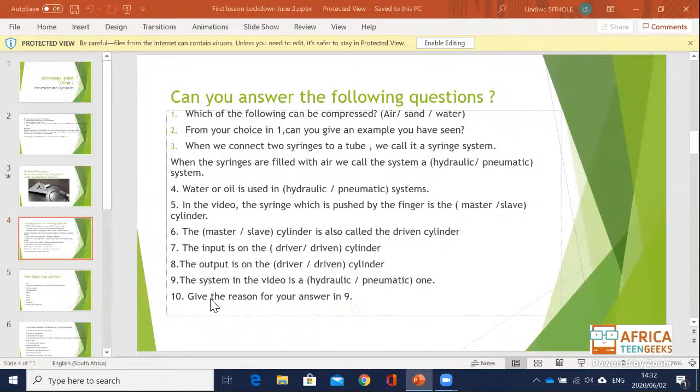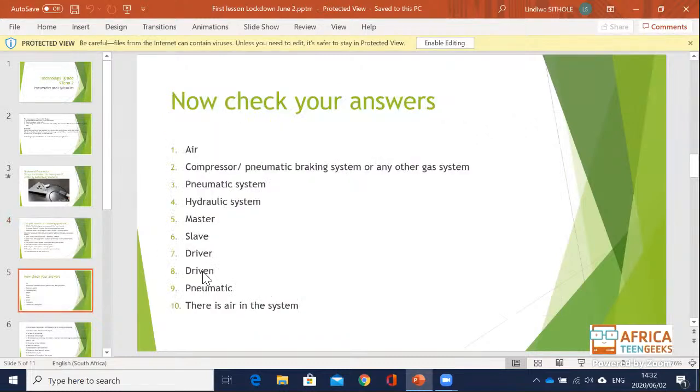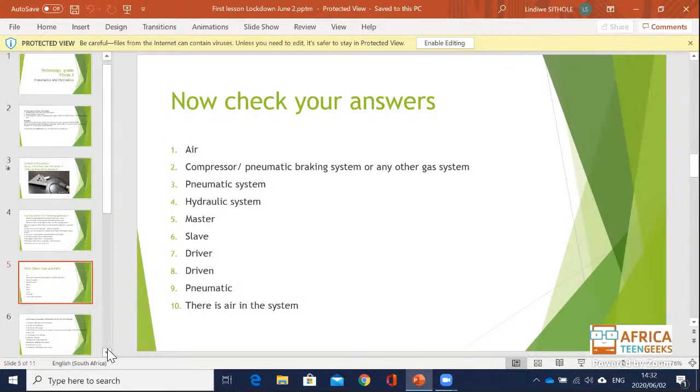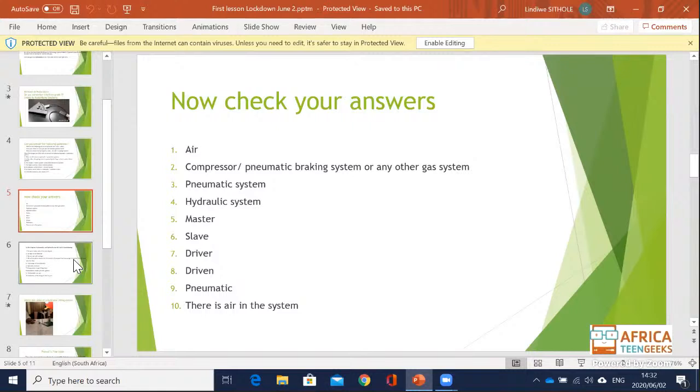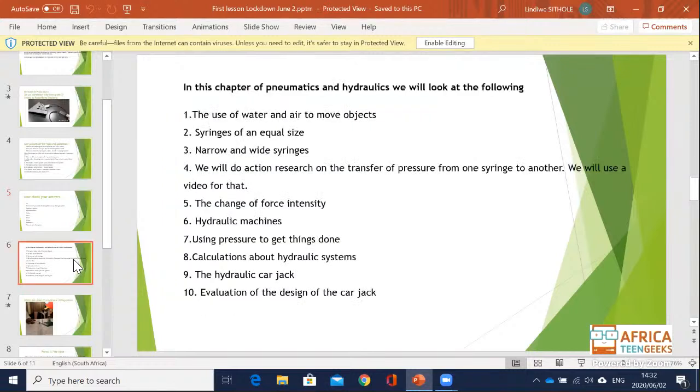Okay, so that answers number 10. So these should be your answers. These are the answers that I went through with you. Because of time, you didn't have time to jot them down, so that you can quickly go over them on your own. Right.